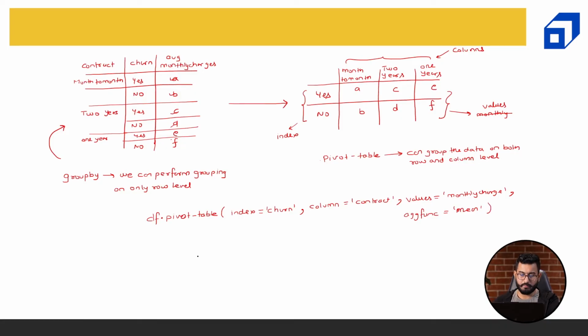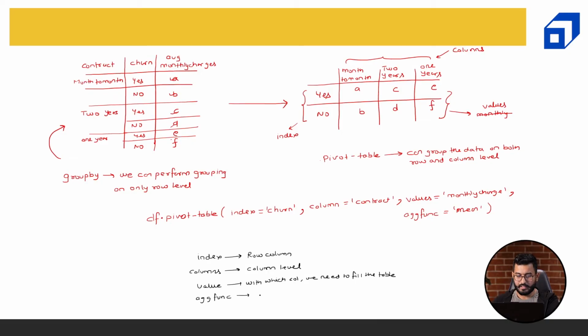So pivot table takes 4 inputs. Number one, index. So what you want to keep on your rows, the row column. Then we have columns, what you want to keep on your column level. Then values, with which column we need to fill the table. And finally aggregation function, using what aggregation method you want to summarize the table. The function using which we summarize the table. This is what the pivot table function is.